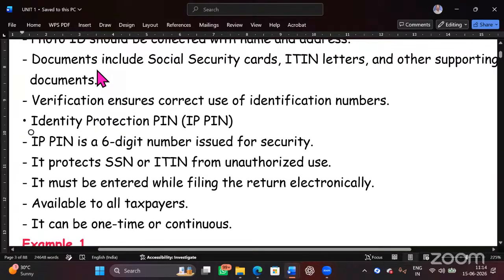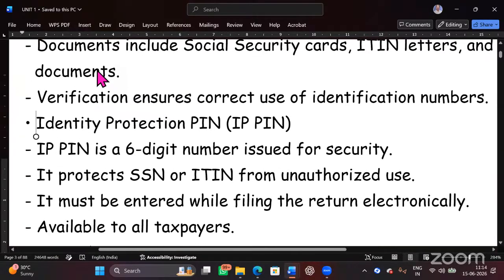And one more important point: identity protection PIN, IP PIN. This will be covered very clearly in paper number 3 only, under the procedures of tax return filing. Here we are going to use just the IP PIN. Let me explain in just one line.